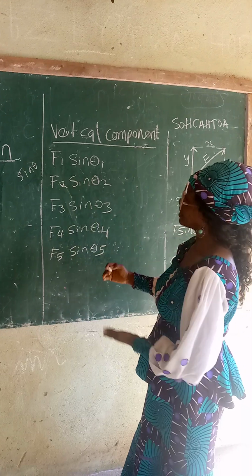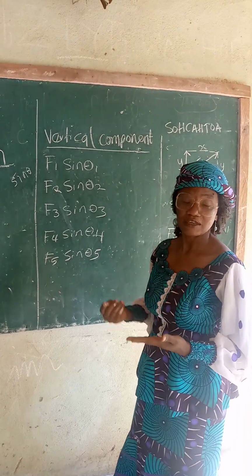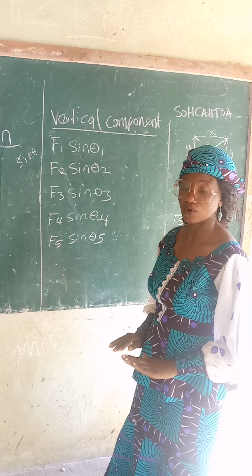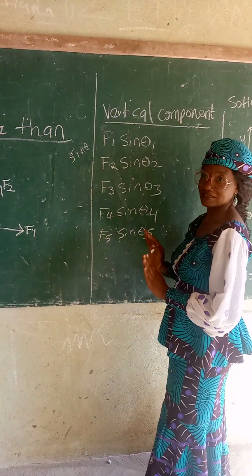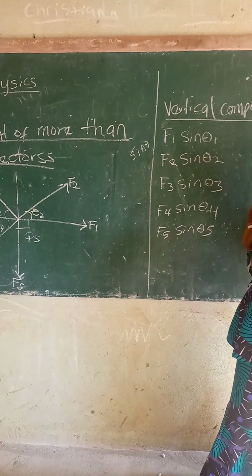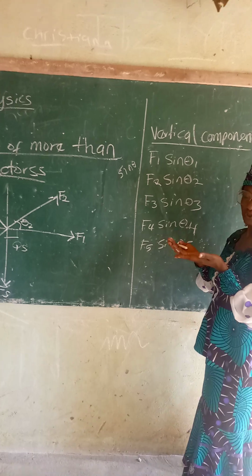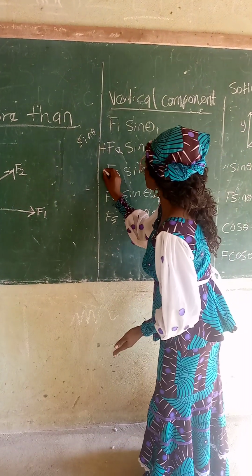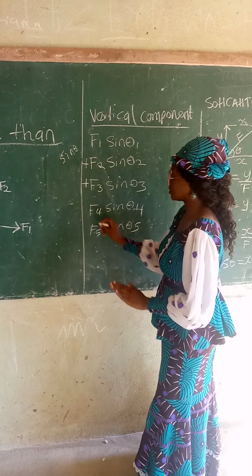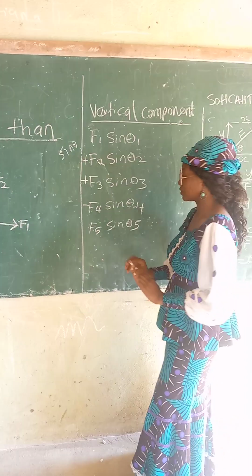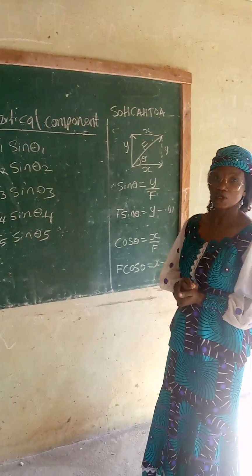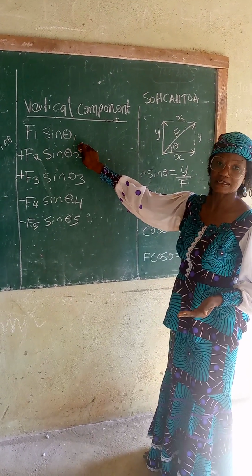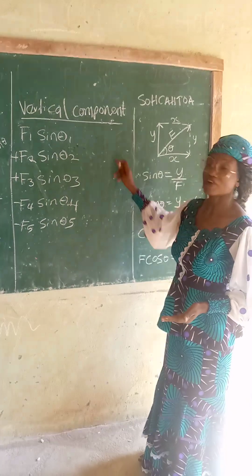Now let's ascribe the signs. I told you before that vectors that are up are positive, while vectors down are negative. F1 is neutral, neither up nor down, so we don't put any sign. F2 is up, so it is positive. F3 is also up, positive. F4 is down, negative. F5 is down, negative. So if you are given the angle and the force, you multiply with the sine theta of it, then you get your final answers.